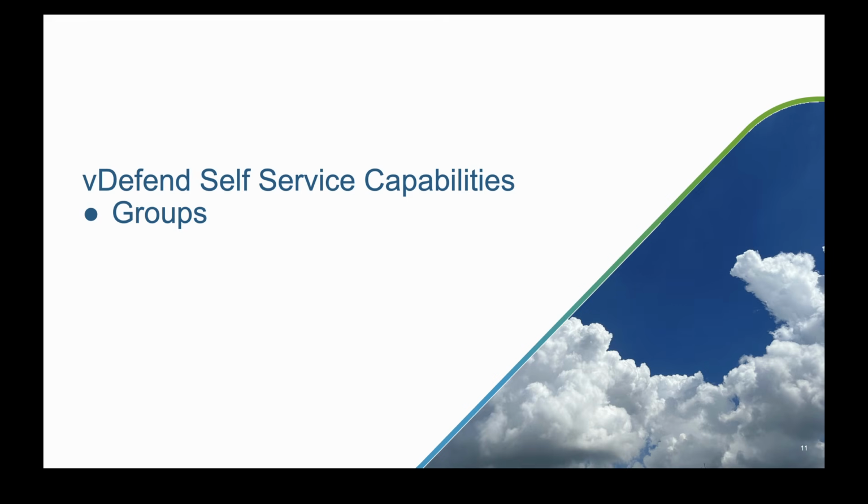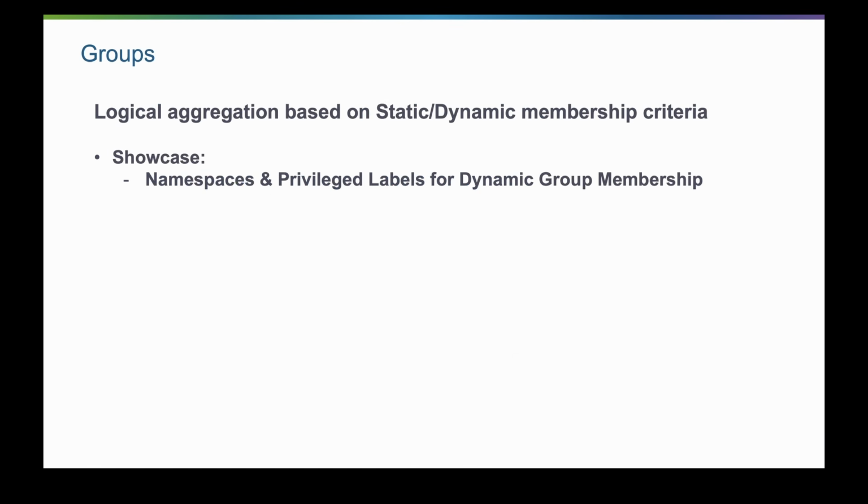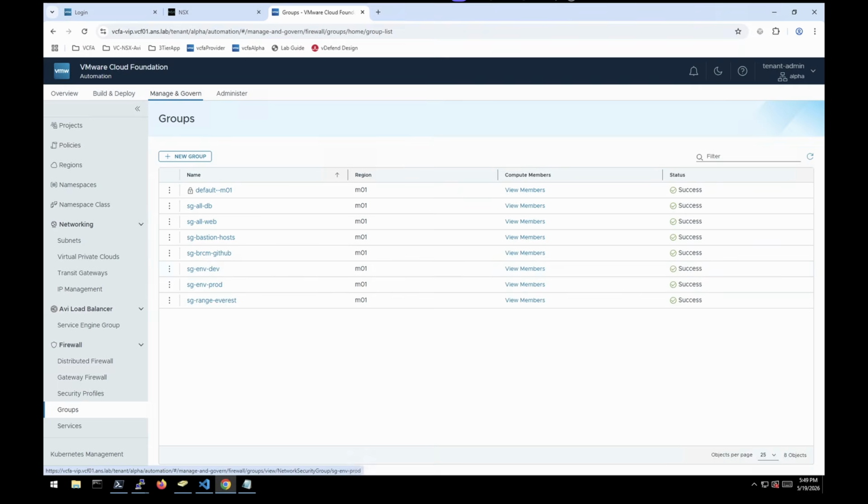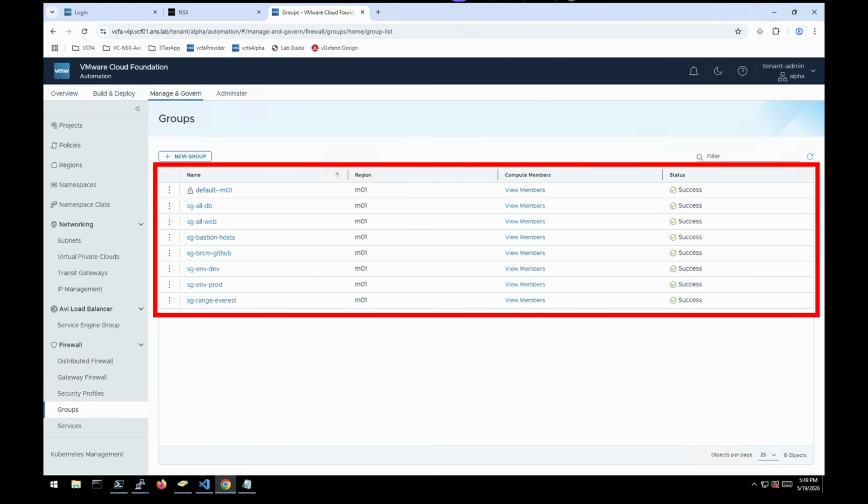Now let's talk about groups. Groups are for logical aggregation and have been in use in NSX for a while. Today I'm going to showcase how we can use groups with namespace and privilege labels that we saw so far for dynamic membership. Here you can see I have created a few groups.